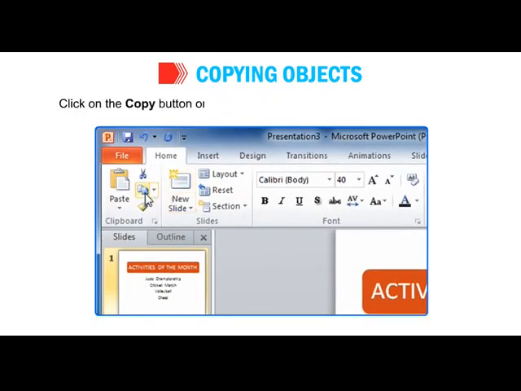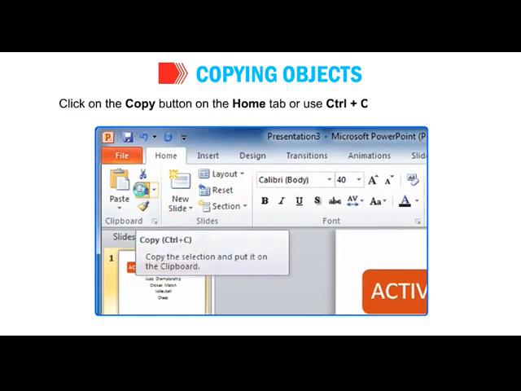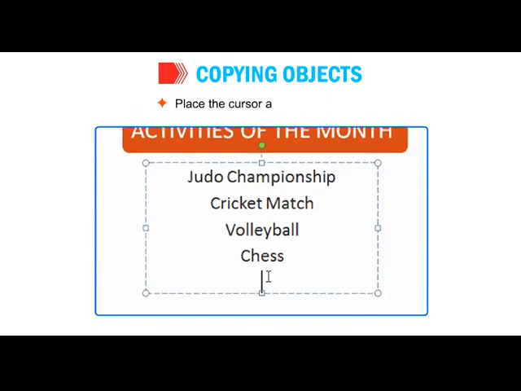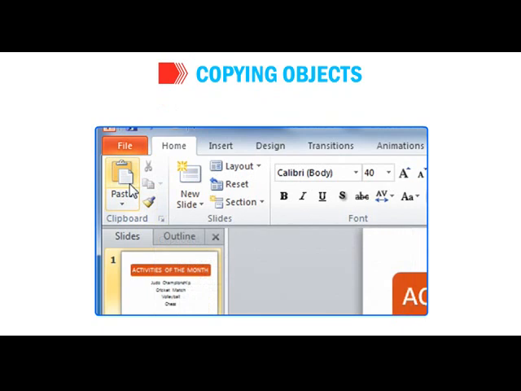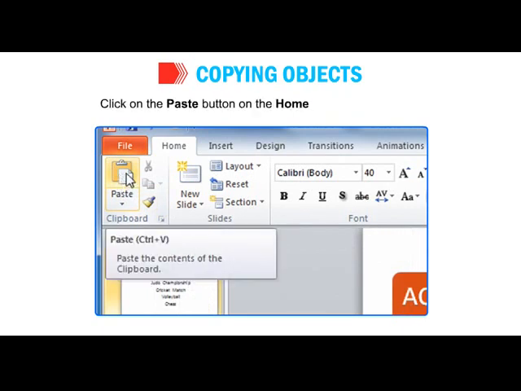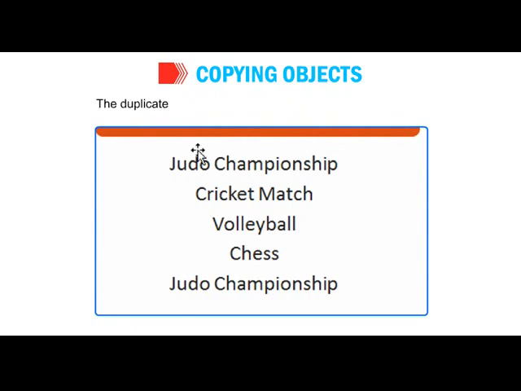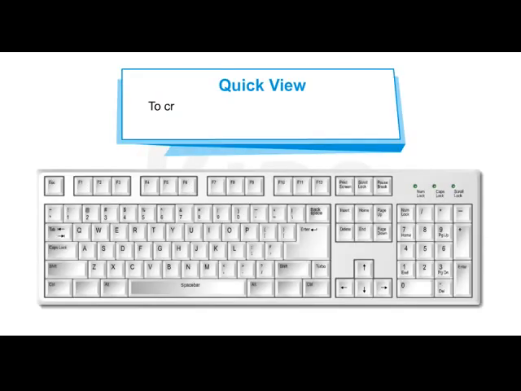Select the object. Click on the Copy button on the Home tab or use Ctrl+C key combination. A copy of selected object is placed on the clipboard. Place the cursor after the last point. Click on the Paste button on the Home tab or press Ctrl+V. The duplicate copy of an object will appear in its new location. Students know that we can create a duplicate copy of the slide by selecting that slide and pressing Ctrl+D.